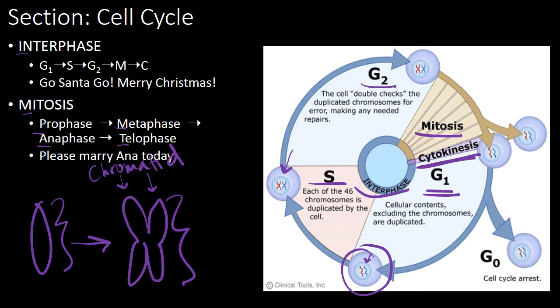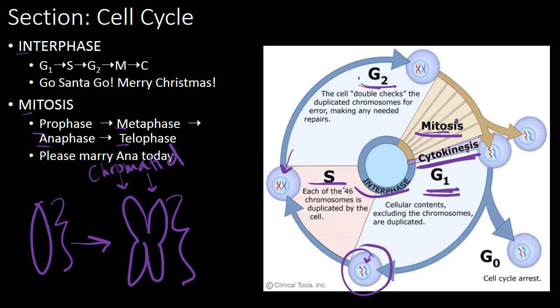Here are some mnemonic devices to help you remember. Go Santa go, Merry Christmas. G1, S, G2, M, cytokinesis. So go Santa go, Merry Christmas. And that'll help you remember the order of the whole cell cycle. If I ask you what is the order of just mitosis, "please marry Anna today" will help you remember that.